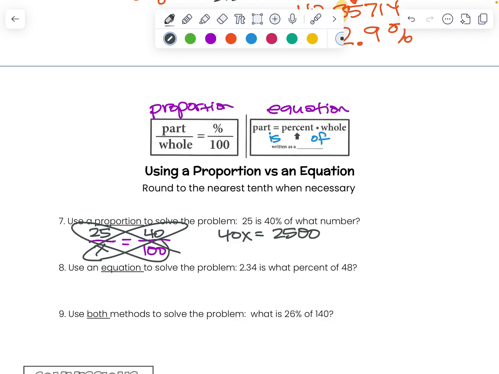2,500. I want to get x by itself, divide by 40. What you do to one side, you do to the other. X equals 2,500 divided by 40.